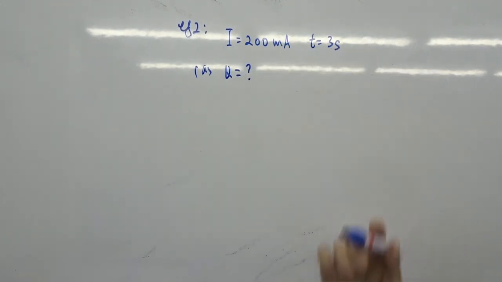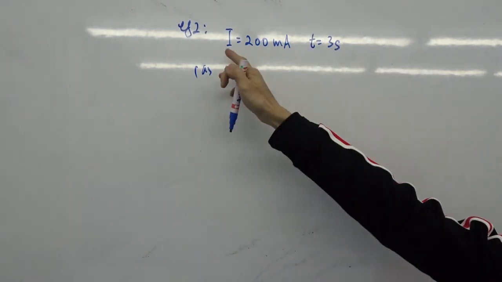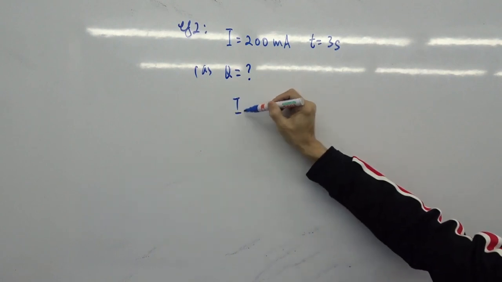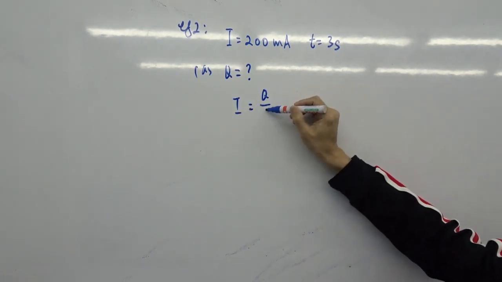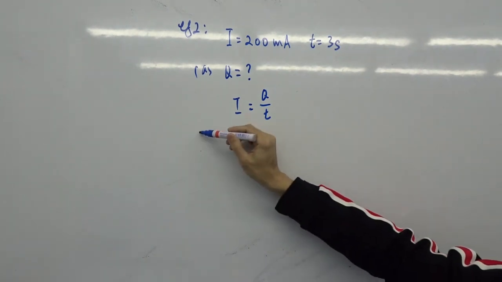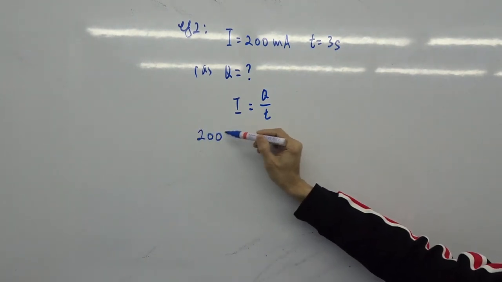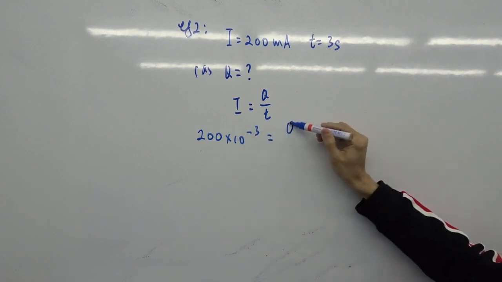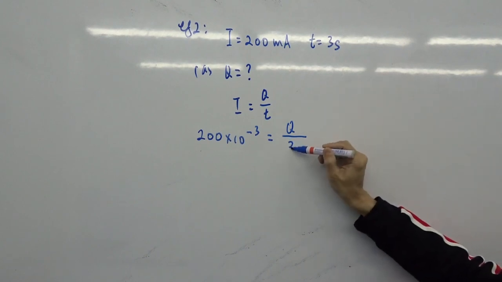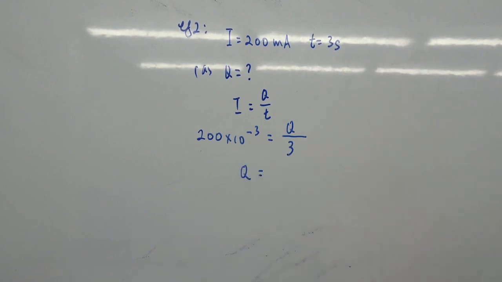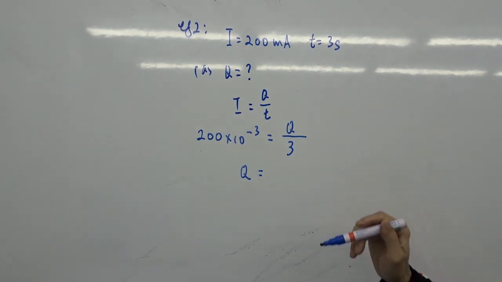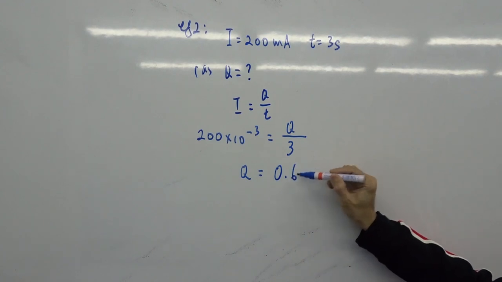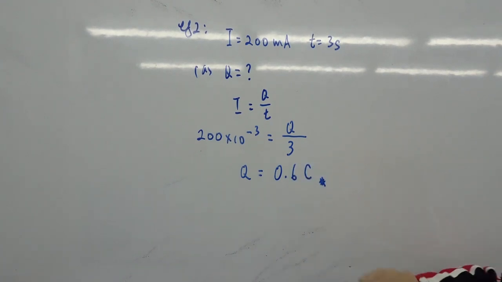Q is electric charge. So I, T, Q: I use I equals Q over T. I is 200 milliampere, changed to ampere, 200 times 10 power negative 3, and T is 3. So Q, use your calculator, you will get 0.6 coulomb, and the unit is coulomb, no unit, 0 marks.